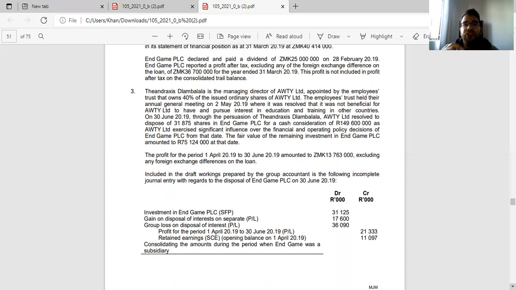What does that mean? You have to get rid of goodwill, you have to get rid of NCI, you have to get rid of assets and liabilities. And then you have to recognize the gain or loss on the disposal. That gain or loss on the disposal will go through profit or loss. That is the part of getting rid of a subsidiary. Then you went from a subsidiary to an associate. So what does that mean? You're going to have to recognize an investment in associate. So that is basically what we have to do over there.